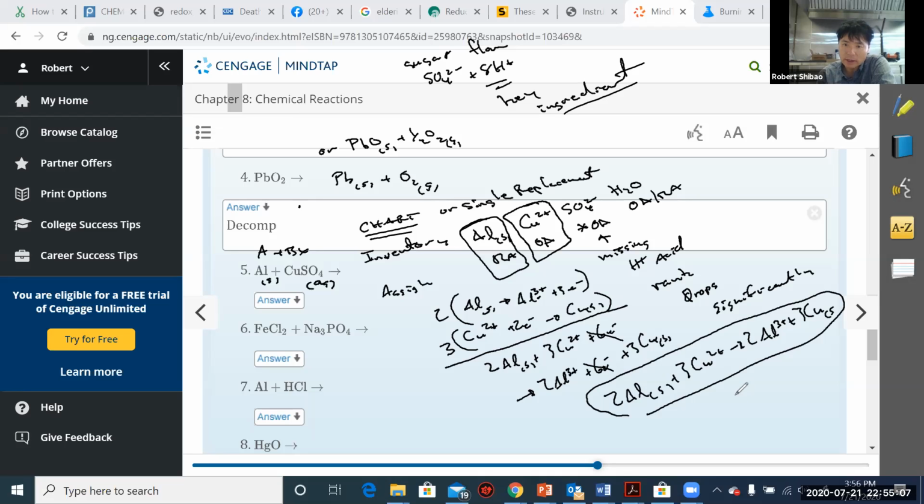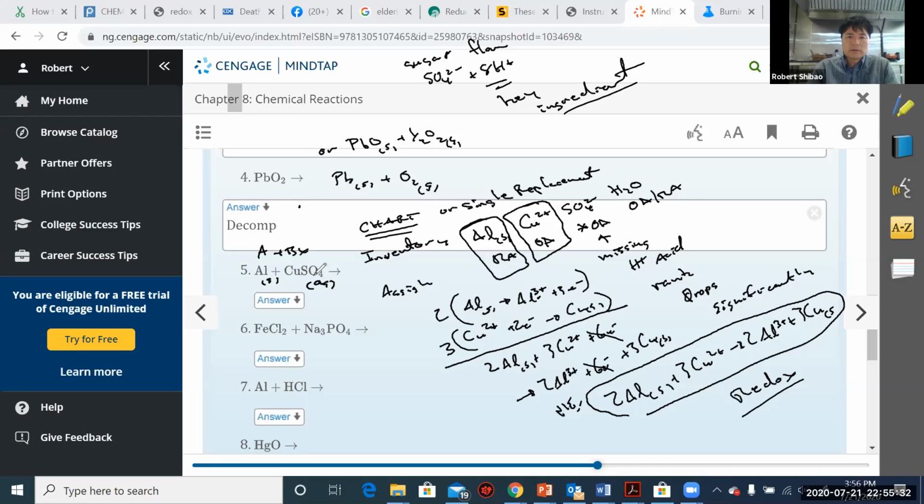This is a redox reaction. Each copper is taking 2 electrons, and each aluminum is losing 3. So this is redox or single replacement. If we did the single replacement and then got the net ionic, this would be the net ionic equation. The chart method always yields the net ionic.